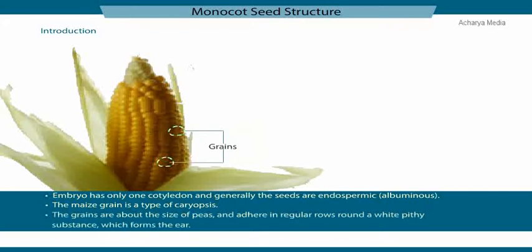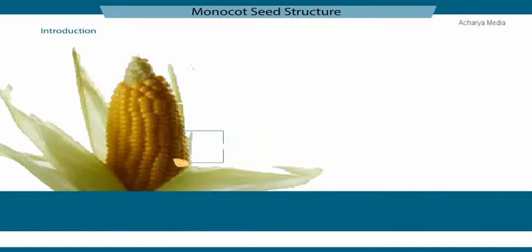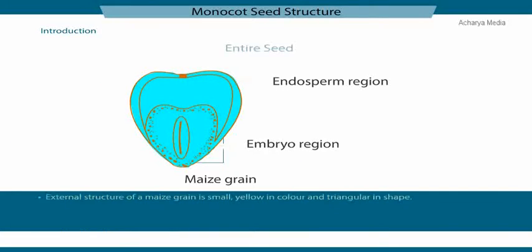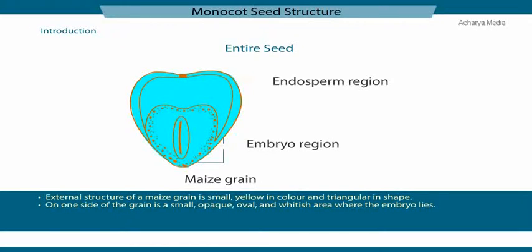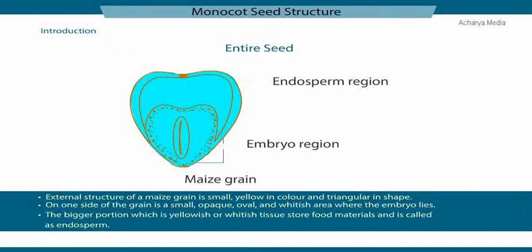The grains are about the size of peas and adhere in regular rows around a white pithy substance, which forms the ear. External structure. A maize grain is small, yellow in color and triangular in shape. On one side of the grain is a small, opaque, oval and whitish area where the embryo lies. The bigger portion, which is yellowish or whitish tissue, stores food materials and is called the endosperm.